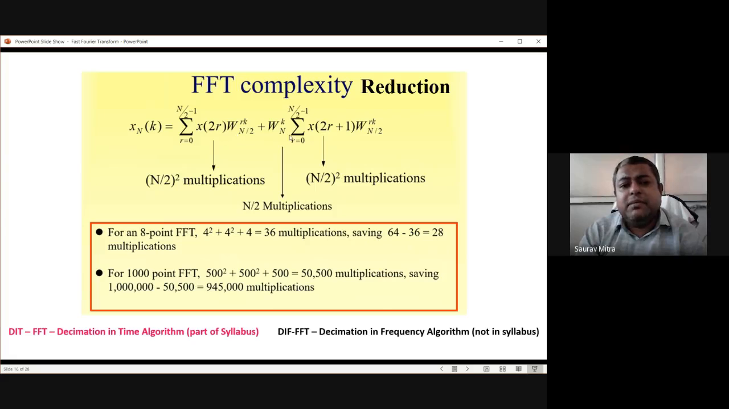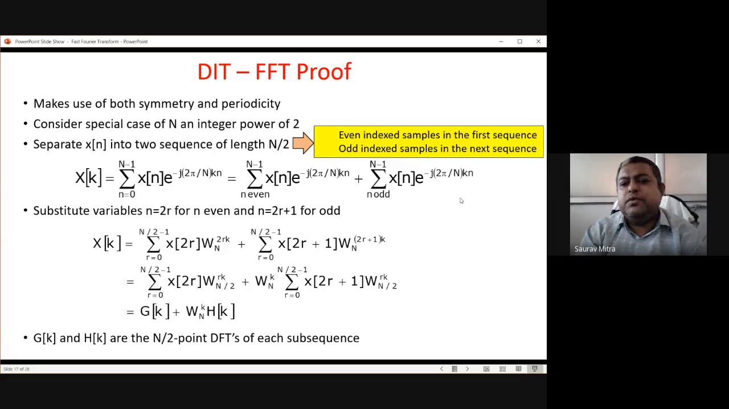Here the multiplication reduction is happening like this. A very small count is given for 8-point FFT: we have 36 multiplications, and we are saving 28 multiplications. This is calculated for half. These are the two types of FFT, DIT FFT and DIF FFT. For your case, only DIT FFT is there. There is a DIT FFT proof, again the same thing, divided into even part and odd part. It is not in your syllabus; any interested student can go through it.